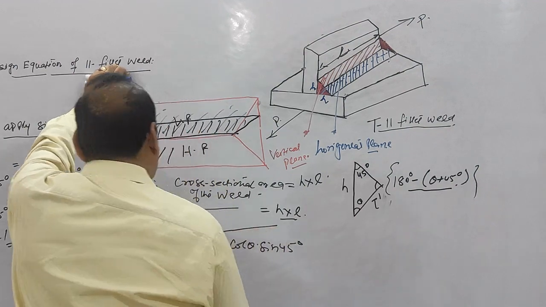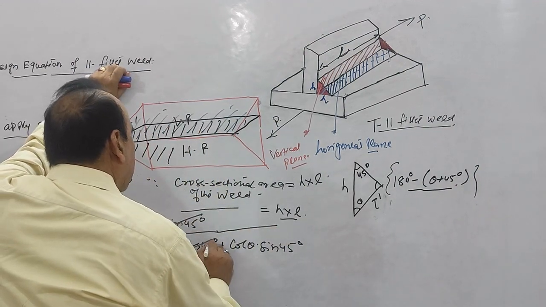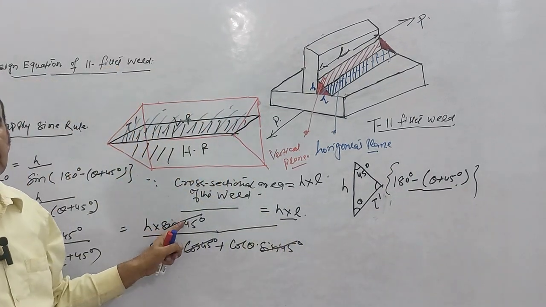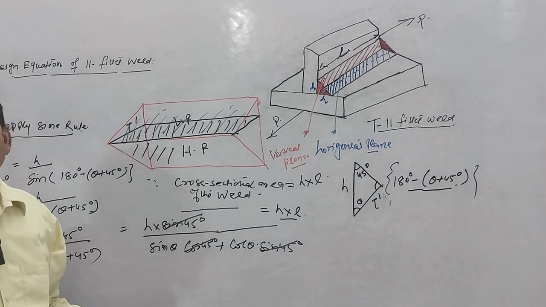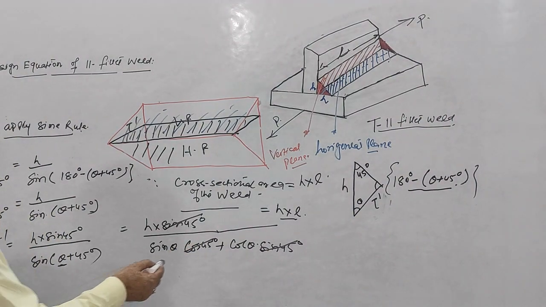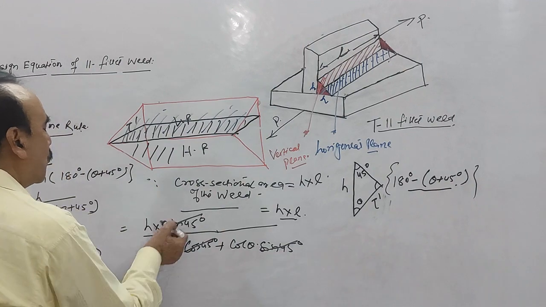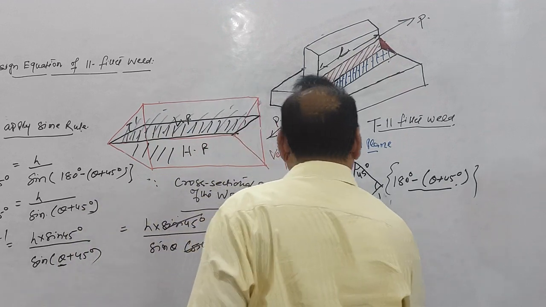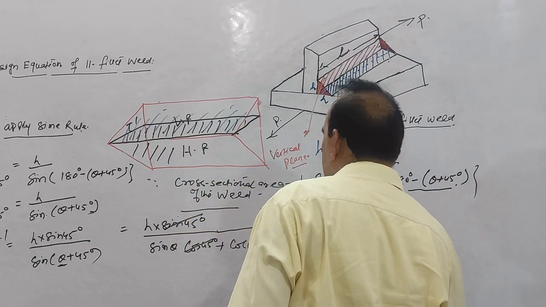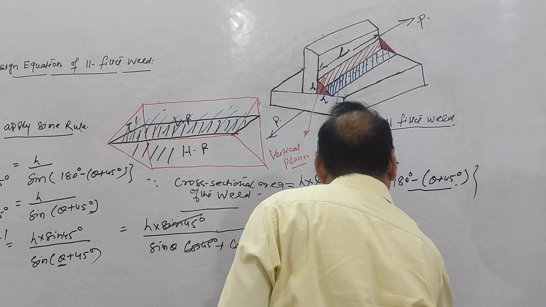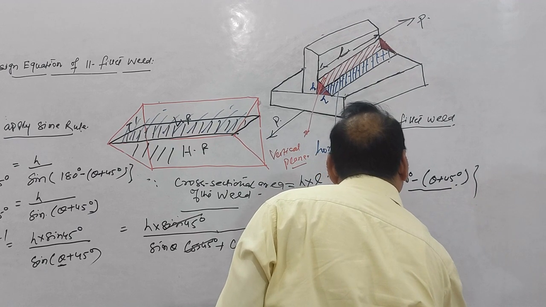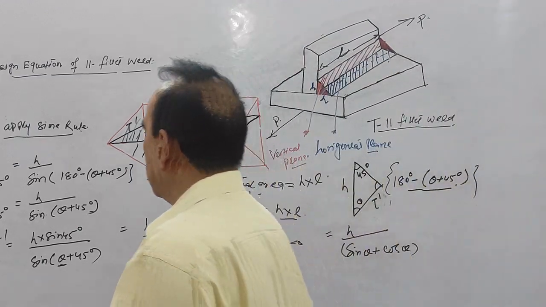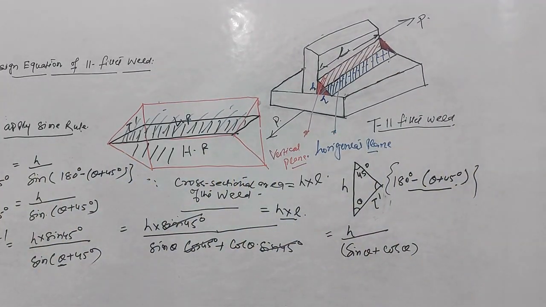Plus cos theta into sin 45 degree, right? So this is sin 45 degree, cos 45 degree, and the sin 45 degree cancels, because sin 45 degree is 1 by root 2 and cos 45 degree is 1 by root 2. If we take the common factor 1 by root 2 from the bottom, and 1 by root 2 on the top, it will cancel. So you just get this equation: T dash is equal to h upon sin theta plus cos theta. This is your equation.